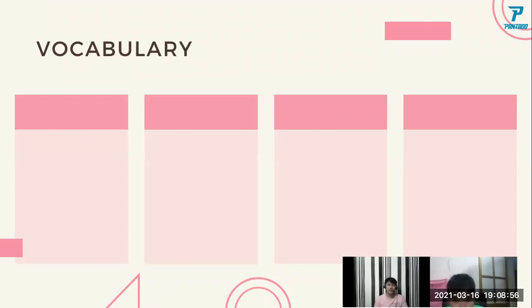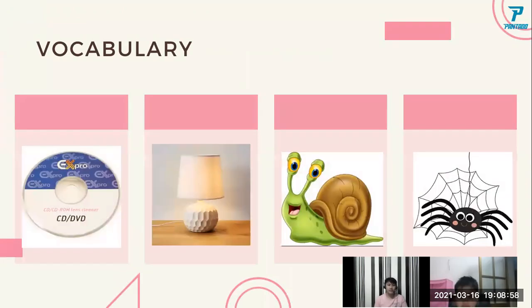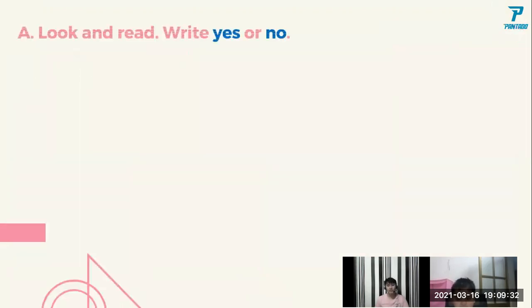Okay, let's start with the vocabulary, Tree. CD. CD. Good job. Lamp. Lamp. Snail. Snail. Spider. Spider. Okay, can you say the words again? From the top. Can you start with CD? CD. Lamp. Snail. Spider. Okay, good job. Let's go to the next one.